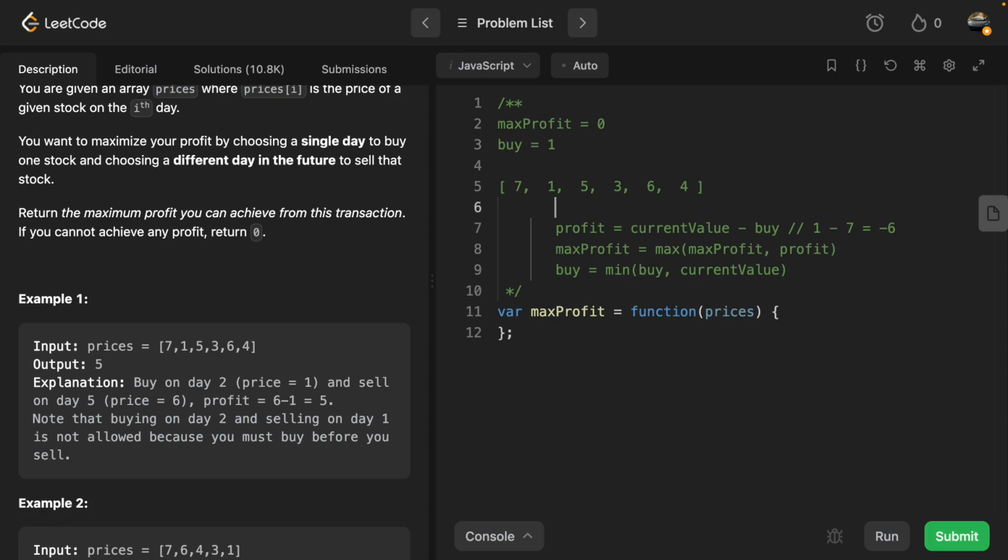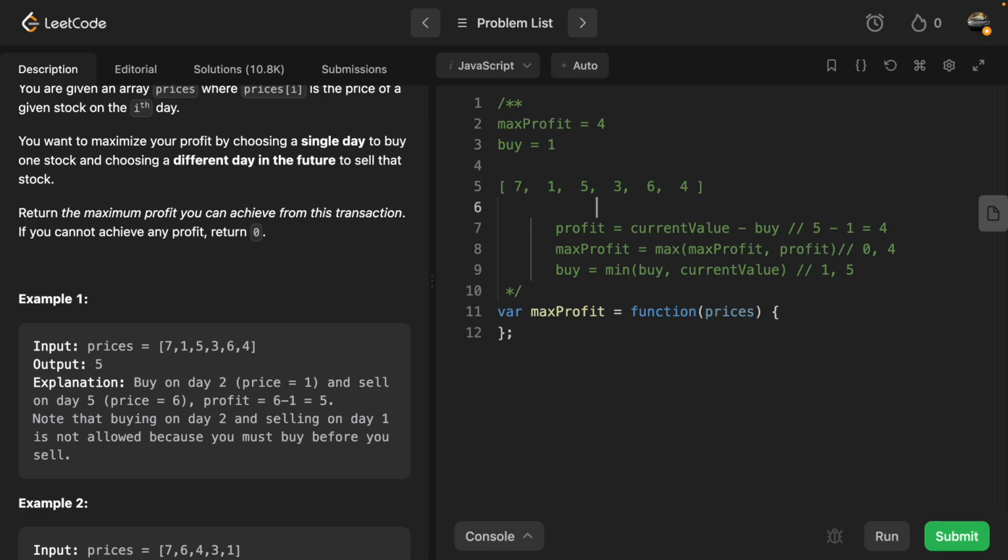Let's keep moving. Here we add day 3 and we do the same thing. For the profit, the current value is 5 minus the buy, which is 1. So 5 minus 1 is equal to 4. For the max profit, the previous max profit is 0 and the current profit is 4, so we update the value from 0 to 4. For the buy, the current buy is 1 and the current value is 5. We want to get the min, 1 and 5, so it still remains 1.